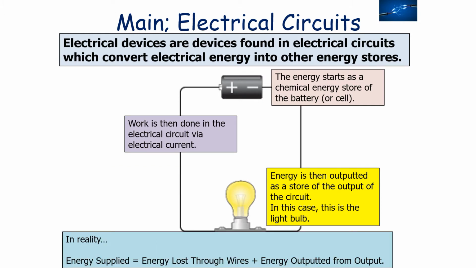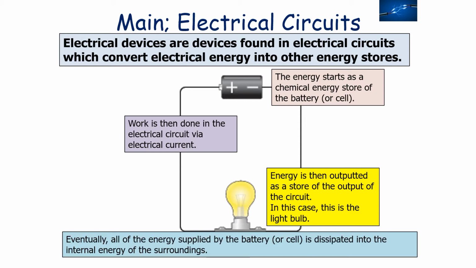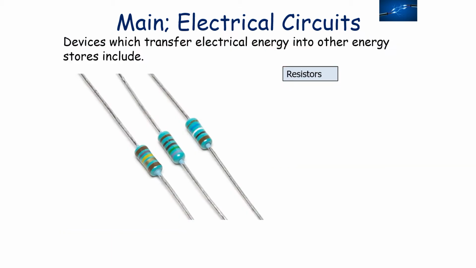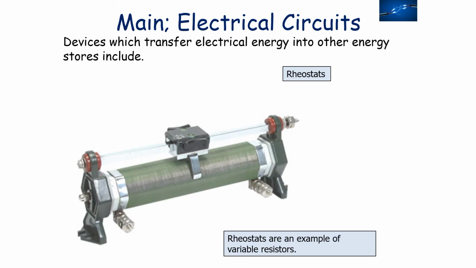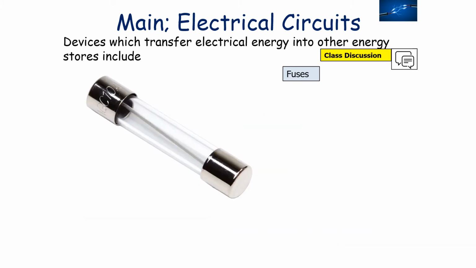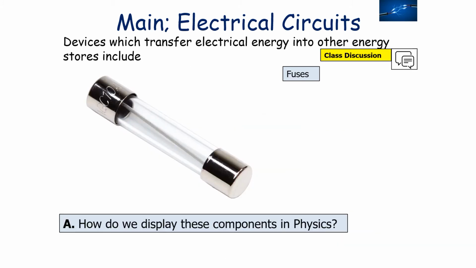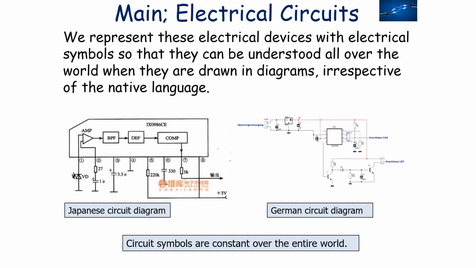So in reality, the energy supplied is equal to the energy lost through the wires plus the energy outputted from the output. Now eventually all of the energy supplied by the battery or the cell is dissipated into the internal energy store of the surroundings. So devices which transfer electrical energy into other energy stores include resistors, light bulbs, rheostats, and fuses, but we can display these particular components in physics by using electrical circuit symbols.